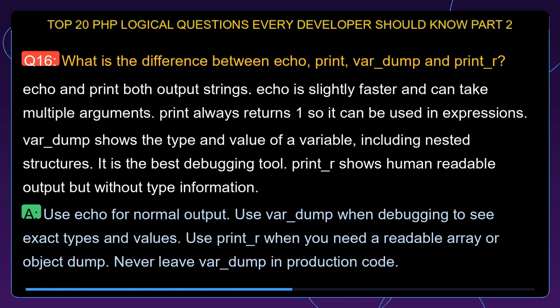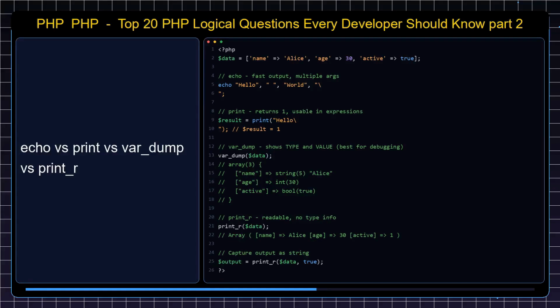Use echo for normal output. Use var_dump when debugging to see exact types and values. Use print_r when you need a readable array or object dump. Never leave var_dump in production code. Echo vs print vs var_dump vs print_r.